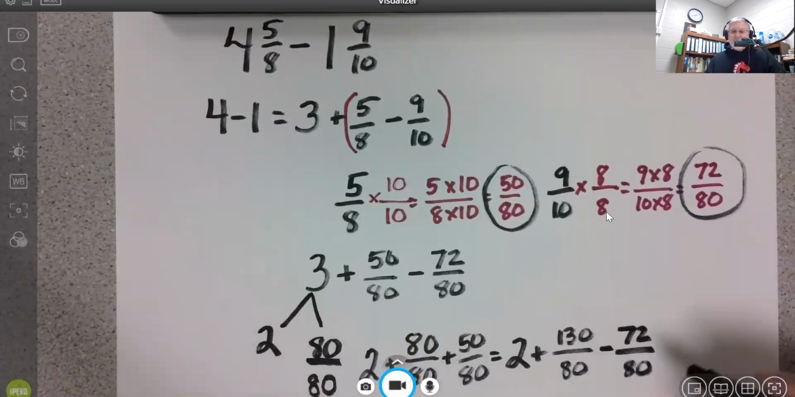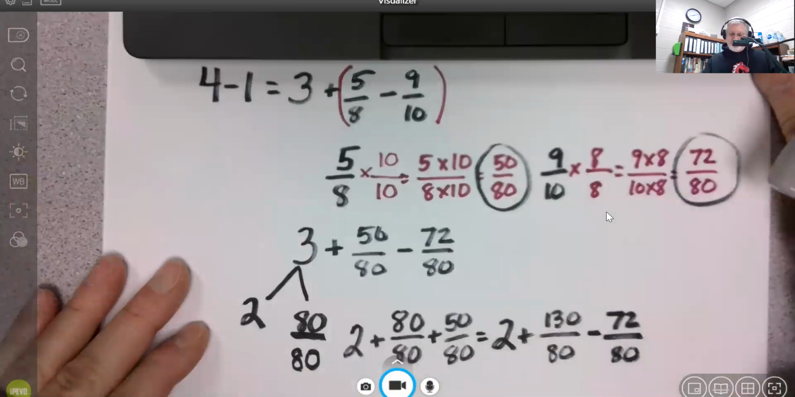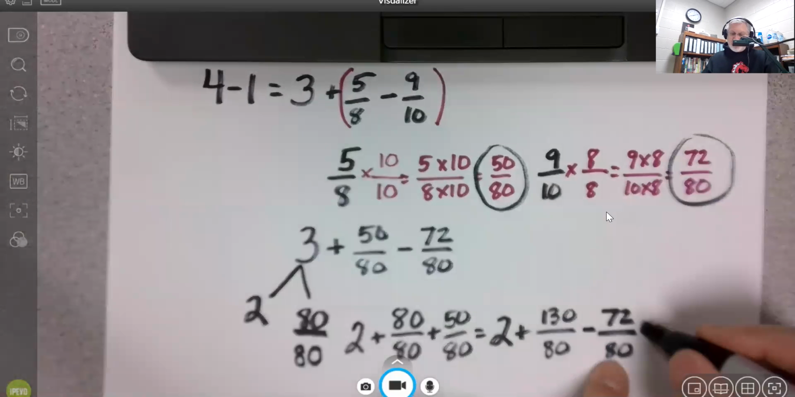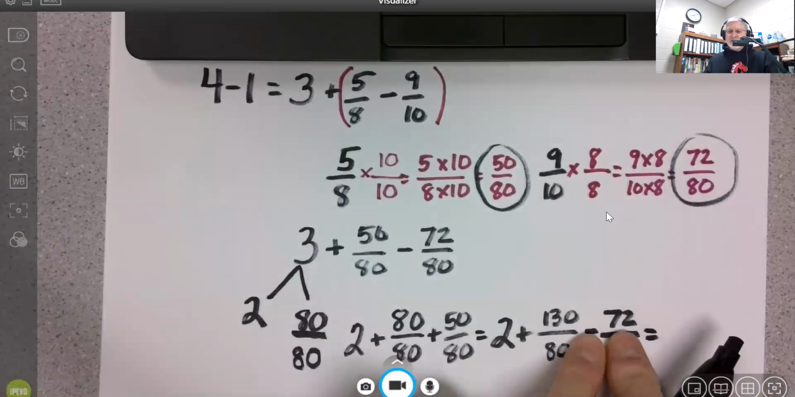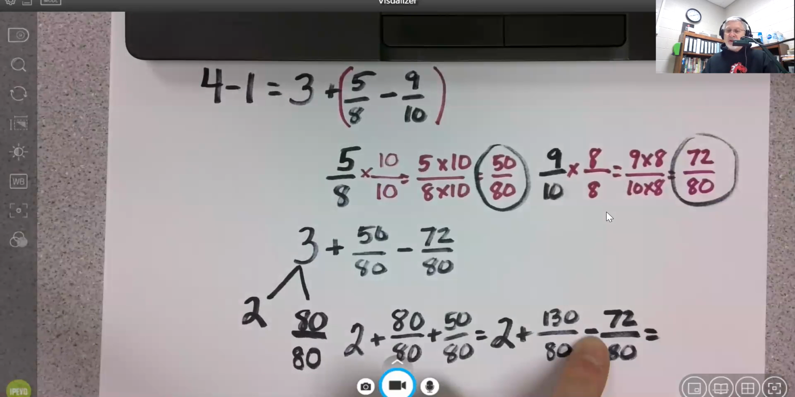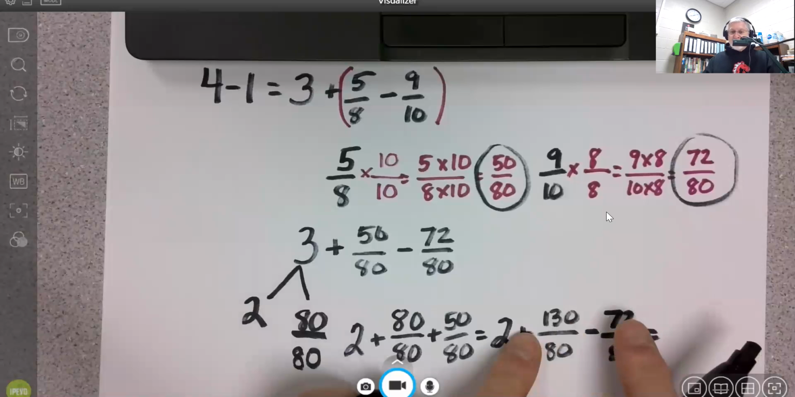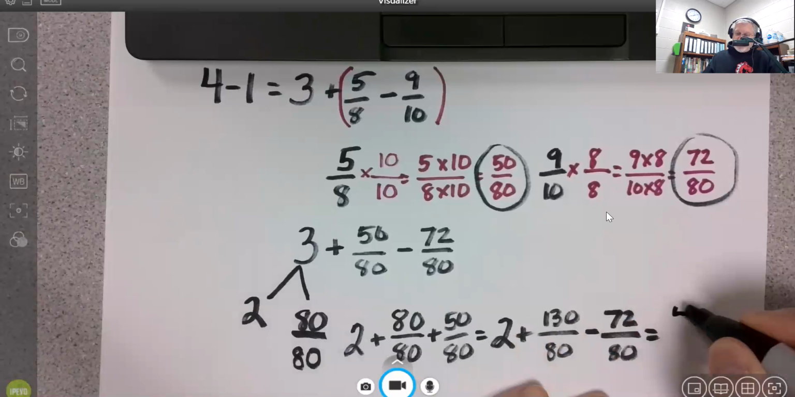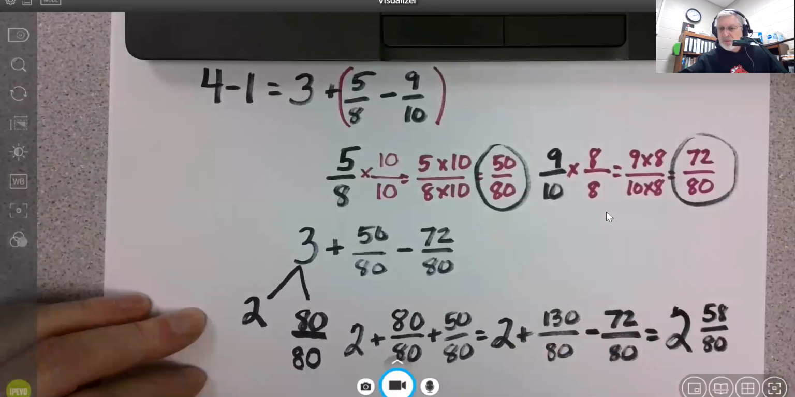If you're not good at mental math, you can always use the standard algorithm. All right, I'm going to use mental math. I'm going to say, what number plus 72 will equal 100? Well, that would be 28. 28 plus 72 equals 100. And then I have 30, so I want to add 30 plus 28, and that should give me 58. So I know that I have 58/80ths. Now I still have this 2, I can't forget that 2. So 2 and 58/80ths would be my answer.